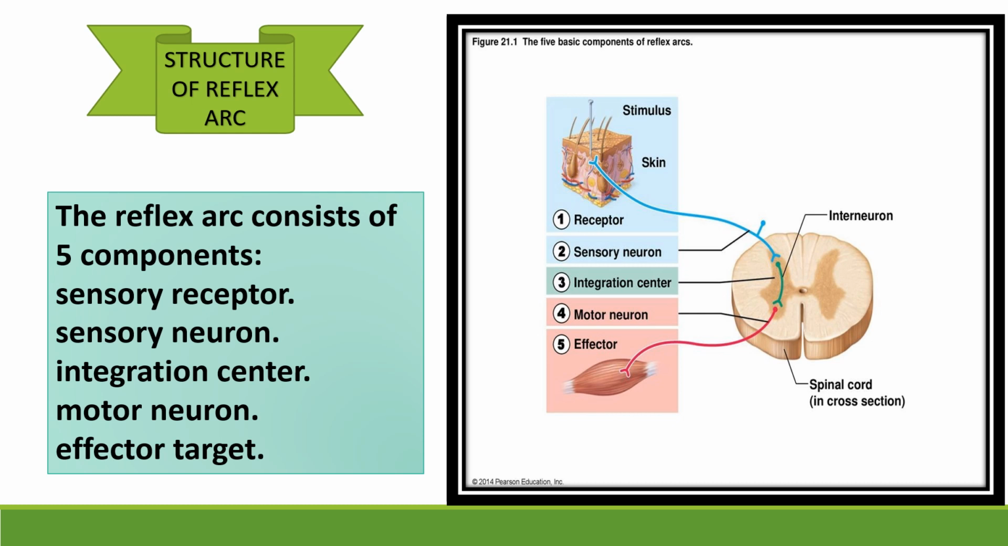Half of the H-shaped gray matter of the spinal cord. Next, the motor neuron. Integration means the signal has been integrated over there, that means converted into response. This is the motor neuron, in red color. And the last one is the effector target, that means the muscle. So this is the actual structure of the reflex arc.